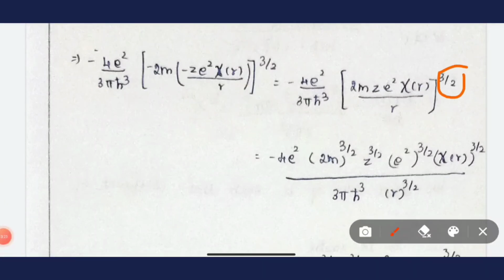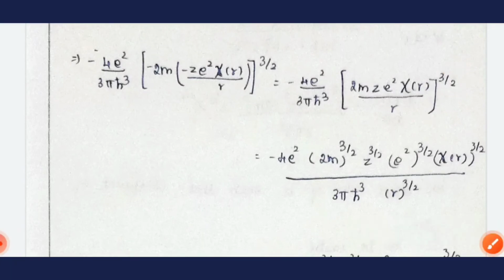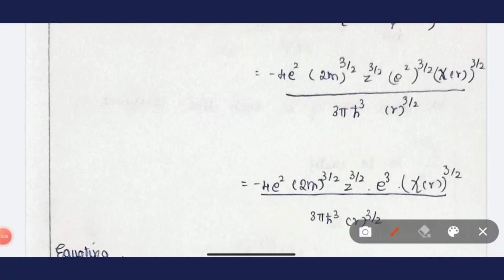As a result, we can write it as 2m power 3 by 2, z power 3 by 2, e square power 3 by 2, and chi of r power 3 by 2 divided by r power 3 by 2. Here, r square and the 3 by 2, the 2 in the denominator will get cancelled and we will be getting e cube, and the remaining terms will be as such. So we have simplified the right hand side.